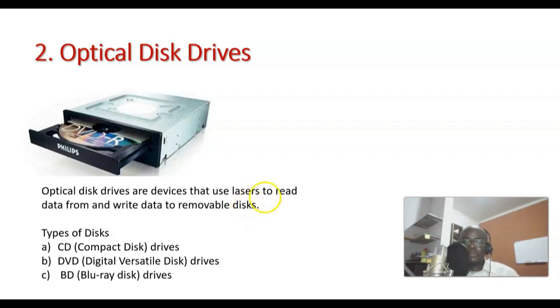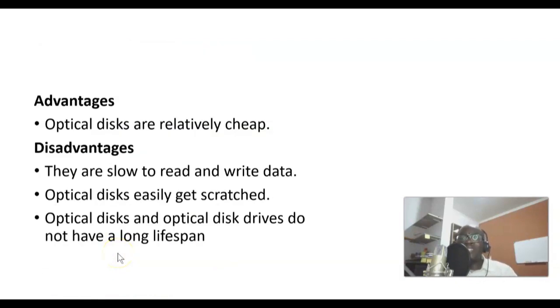Now, these optical disk drives come in different types. There is one which is known as compact disk drive, another one which is known as DVD, which stands for digital versatile disk drives, and there's one called BD, which stands for Blu-ray disk drives. So they come in different types. Now, what are the advantages? The main advantage is that optical disks are relatively cheap. You can afford them. And disadvantages are they are slow to read and write data.